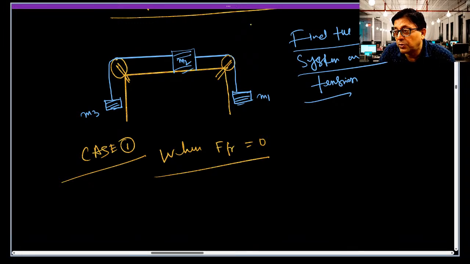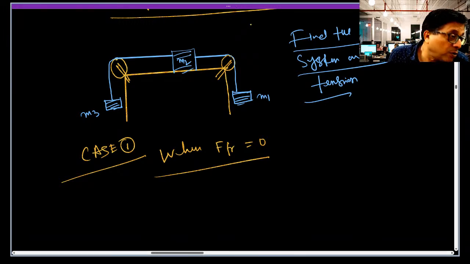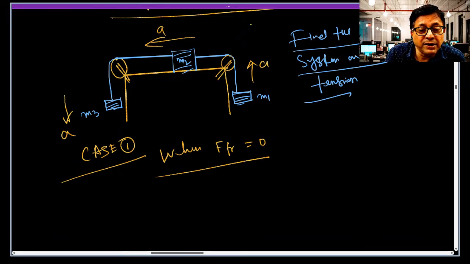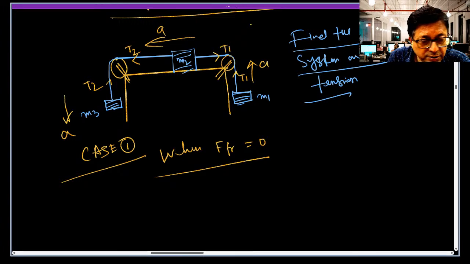Which mass is larger, we don't know. Even a larger mass will not ensure that it will go that way, as in an inclined plane. So let us assume that the system goes this way, with acceleration A, Fr equal to 0. So write the equations of motion. This tension be T2, T2, T1, T1. Clear? So the system moves leftward. Leftward. So write the equations of motion.